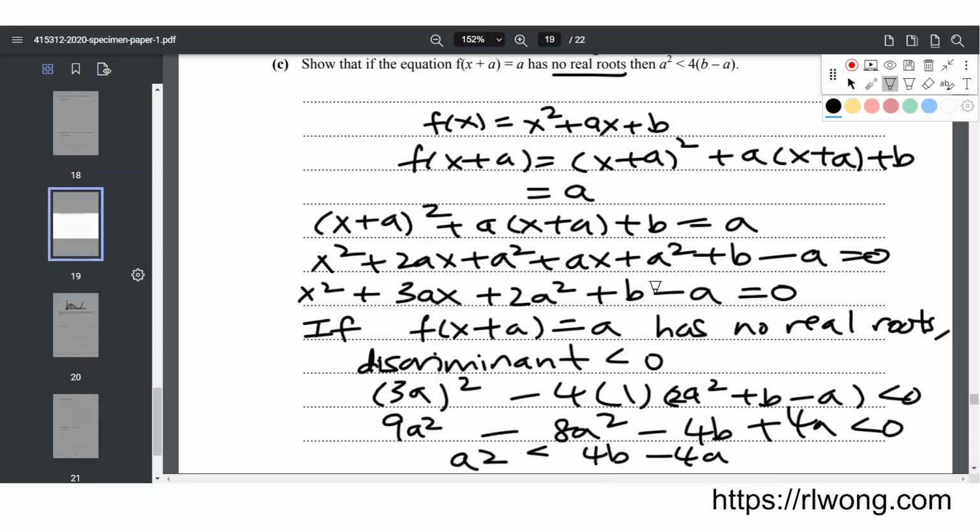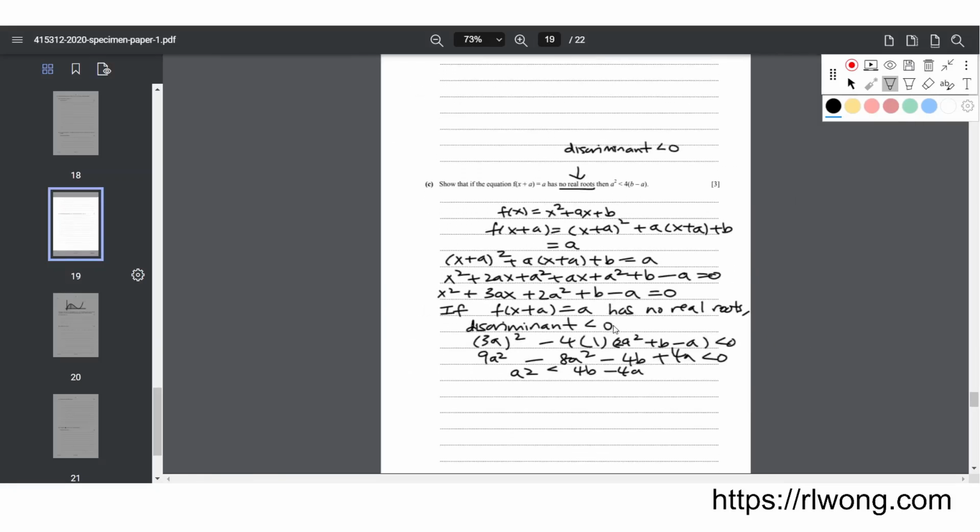Okay, then I will factorize this to show that a squared is lesser than 4 times b minus a. So a squared is lesser than 4 times b minus a, and I've shown what is required.